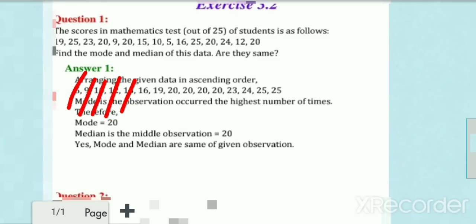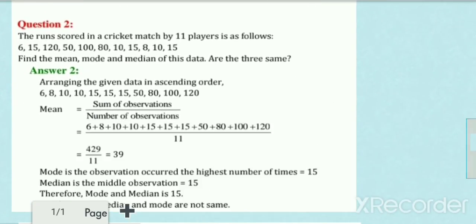Now question number 2. The runs scored in a cricket match by 11 players are given as follows. Find the mean, median and mode. Okay, and again it is the same. So firstly we have to find the mean. We know that mean is equal to the sum of all observations, or sum of all numbers upon total numbers. So we get 39.